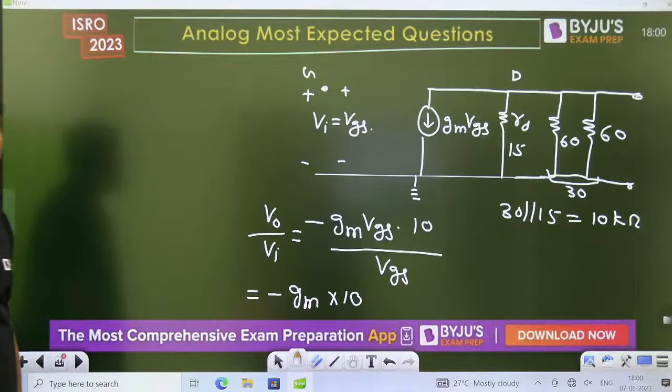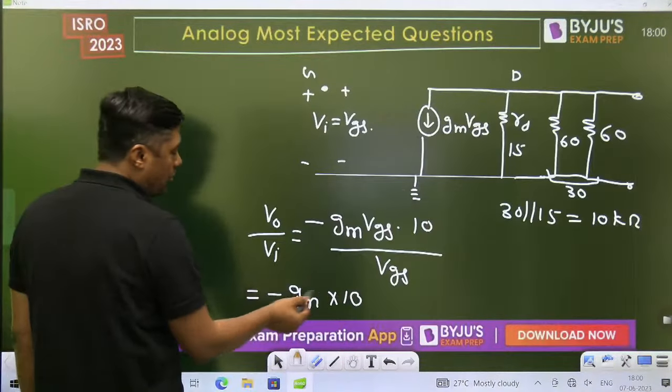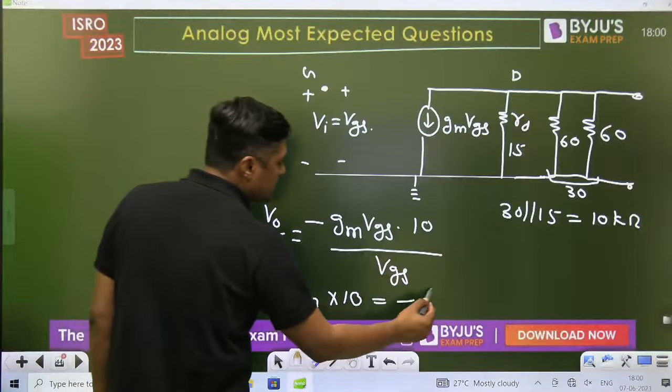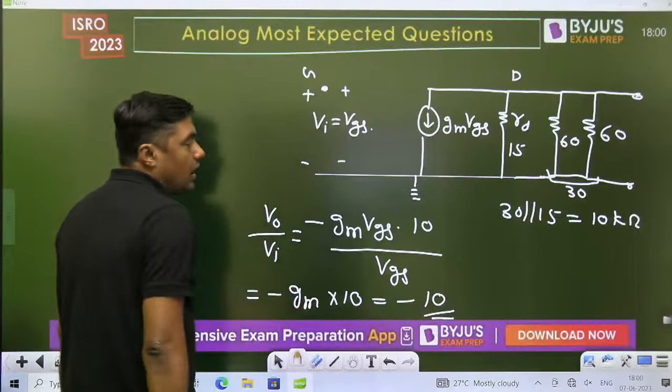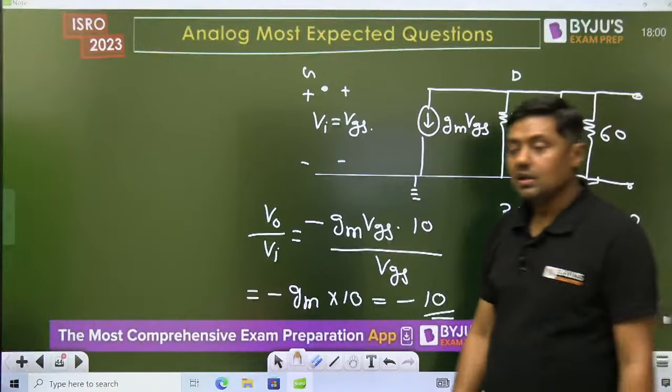Minus gm into 10. What is the gm? 1 milliampere per volt. It is in kilo ohm, it is in milliampere. Answer is minus 10. Okay, that is the answer.